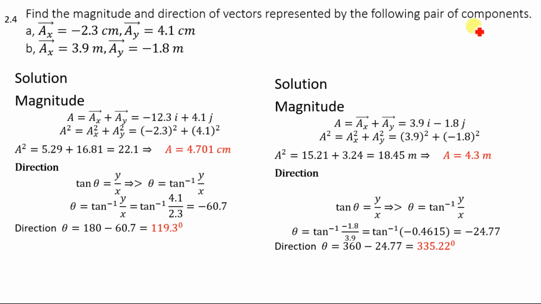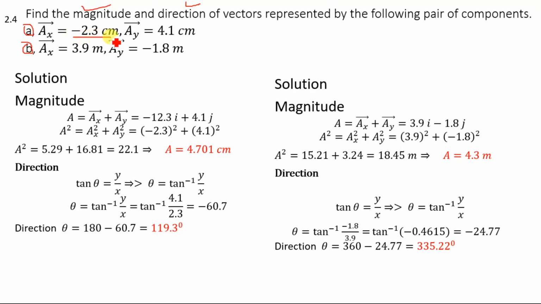Now according to numerical number 4, which is to find the magnitude and direction of the vector represented by the following pair of components. These two pair of components are given, and from these we will calculate the magnitude and direction. The magnitude can be calculated by using the Pythagorean theorem, and the direction can be calculated by using tangent theta. So these are actually the components.